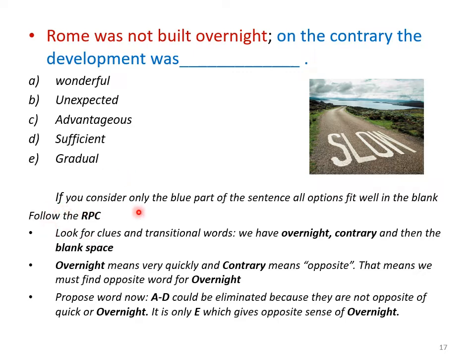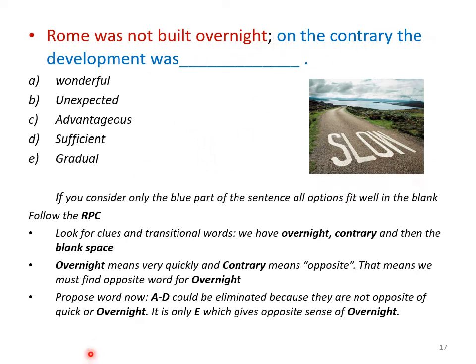If you consider only the blue part of the sentence, all options fit well in the blank space. So for example, forget about the first part. On the contrary, the development was wonderful, the development was unexpected, the development was advantageous, the development was sufficient, the development was gradual. You see, every option fits well here when we read the blue part of the sentence only.